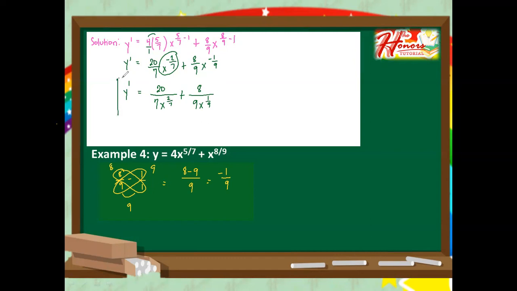So this is our final answer. y prime is equal to 20 over 7x raised to 2 over 7 plus 8 over 9x raised to 1 over 9. So that's it for the first part of this topic.